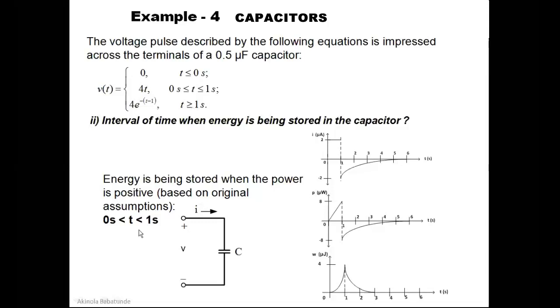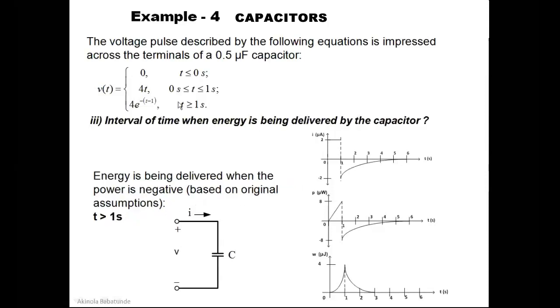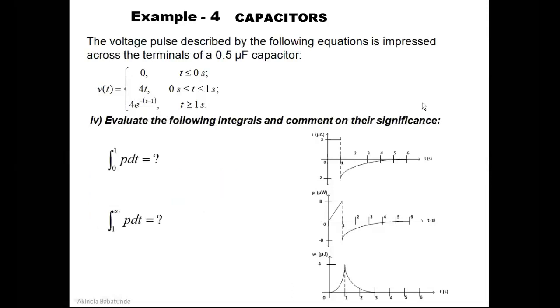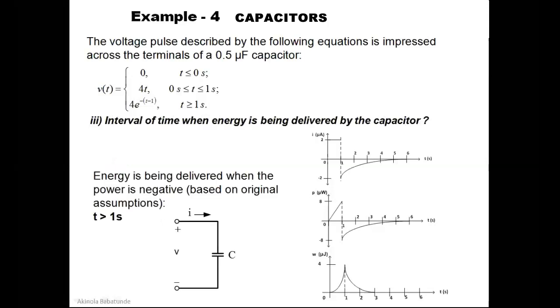So when t is greater than 0 and less than 1 is when energy is going to be stored for the second voltage function, and for the first one, no energy is stored. And for the last voltage function, energy is going to be stored when time is greater than 1. All right, so that gives you a better understanding of what we're talking about.